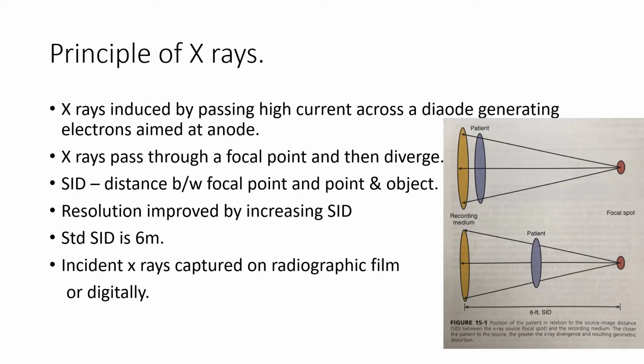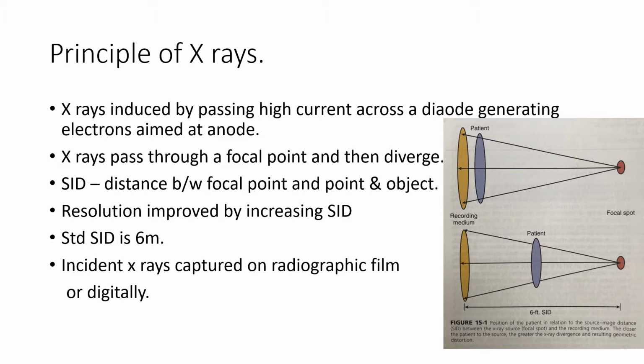Principles of X-rays. X-rays are generated by passing a high current across a diode, which generates electrons that are targeted against an anode. These X-rays are then projected onto an object, behind which there is a radiographic film. The X-rays pass through a focal point and then diverge. SID is the distance between the focal spot and the recording medium. The resolution is improved by increasing the SID.